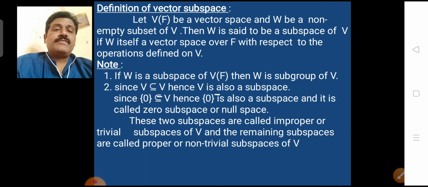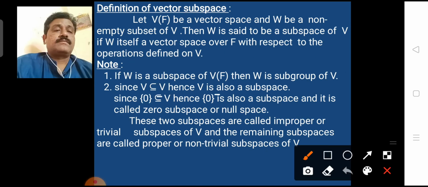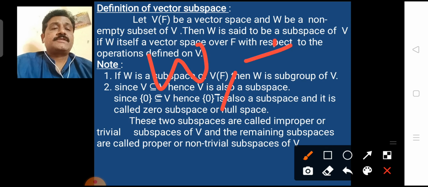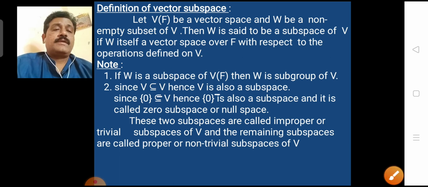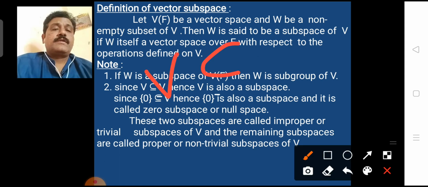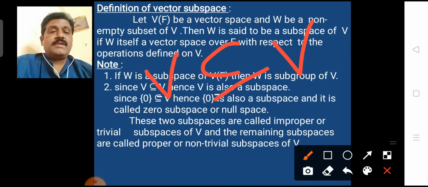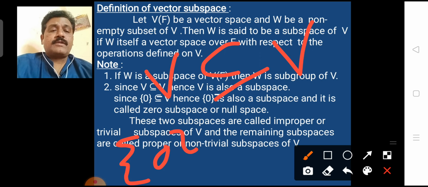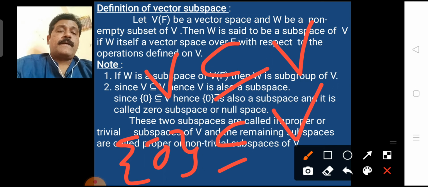If W is a subspace of V, then (W, +) is a subgroup of V. That is, (W, +) is a subgroup. Since V is a subset of V, hence V is also a subspace of V. Similarly, the set with the 0 vector is also a subset of V. It is also a subspace of V.